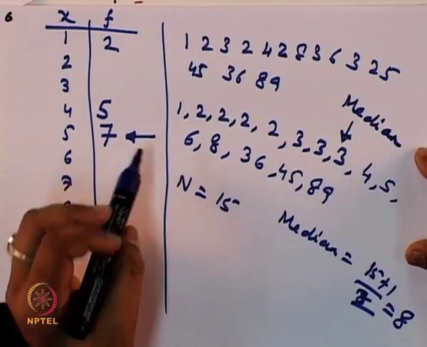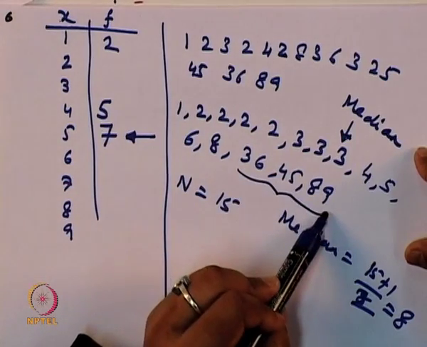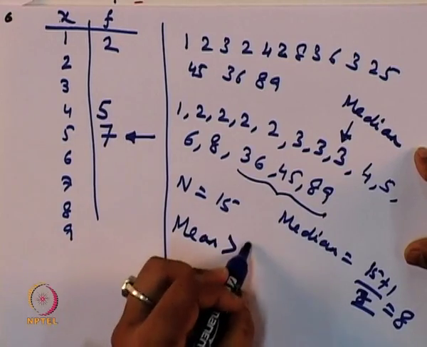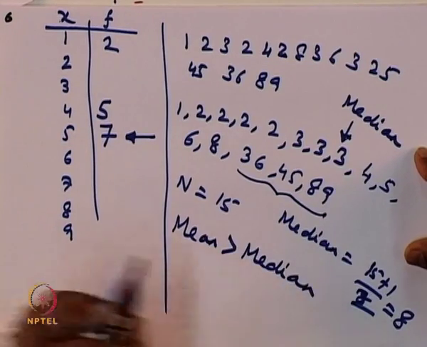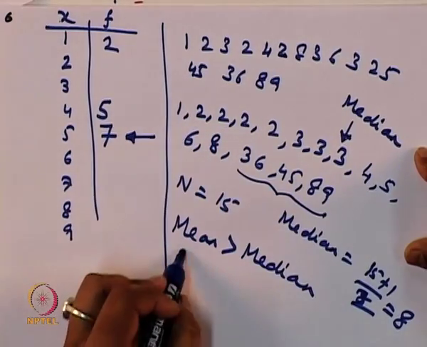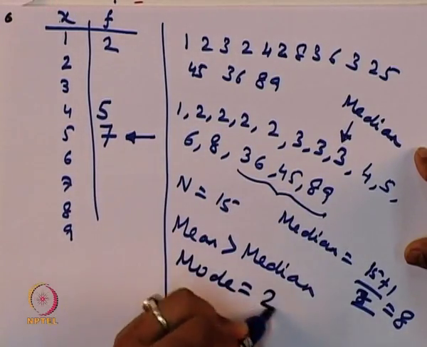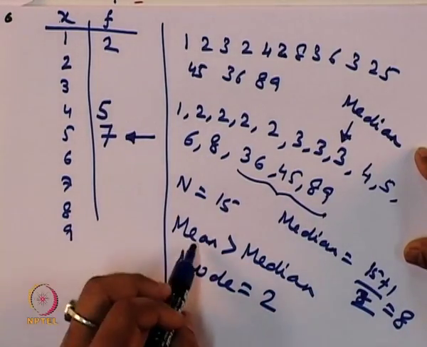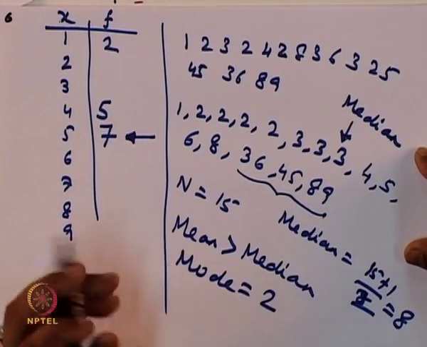When I take the average, because of the presence of these 3 numbers, my mean is of course going to be much greater than the median, and mode is the maximum occurring value, which is 2. So, mode is equal to 2, median is equal to 3, and mean is of course greater than median and is greater than mode.